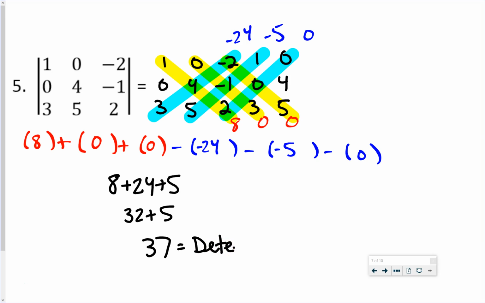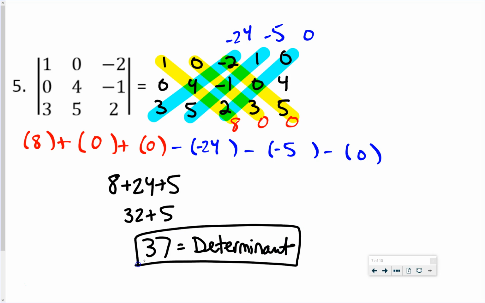That is so tight. So we still just get a value as a determinant. Right? Multiply down and add. Multiply up, subtract. Simplify.